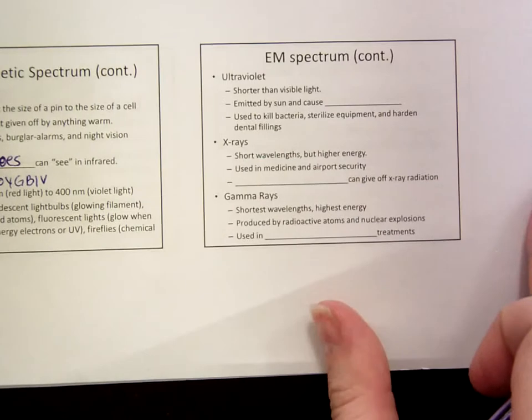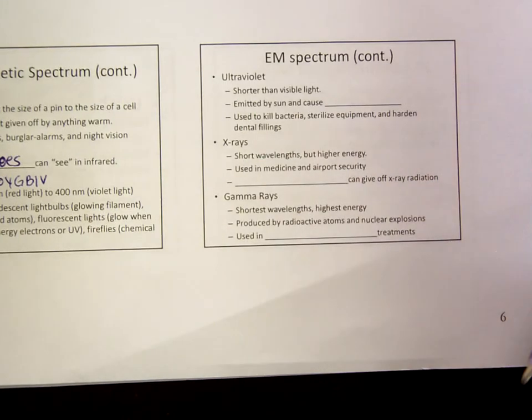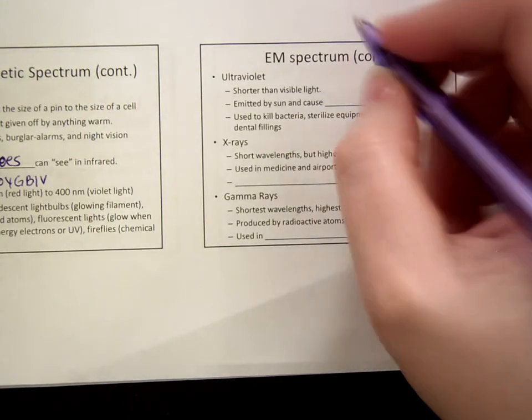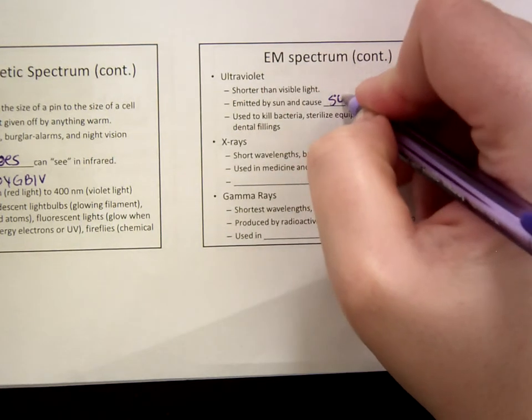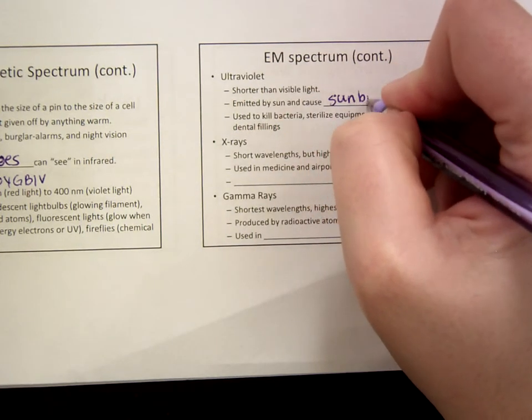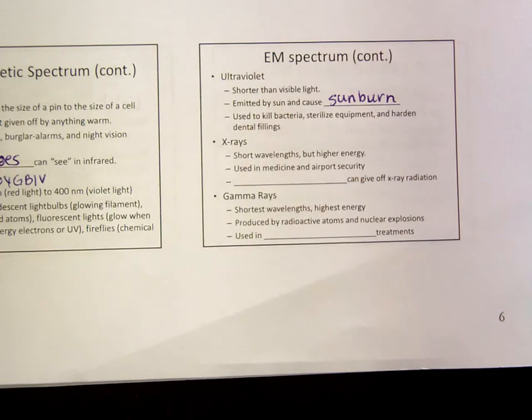And then the last 3, ultraviolet UV light is emitted by the sun and can cause sunburn. It's also linked to skin cancer. So careful with the tanning beds there. We also use it to kill bacteria and sterilize equipment, as well as to harden dental fillings.